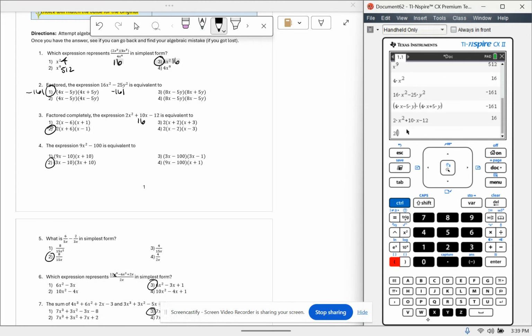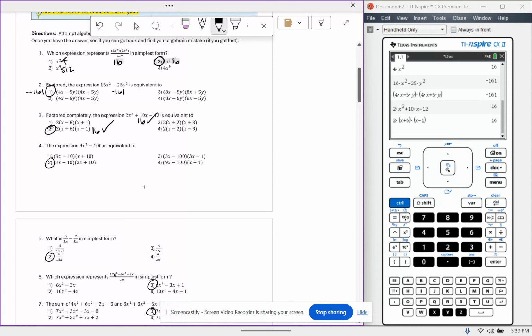So let's type in the answer choice 2 that we got earlier and see if that guy is in fact 16. Notice how I'm putting a times in between each factor. Yes, he was 16, so we are correct.